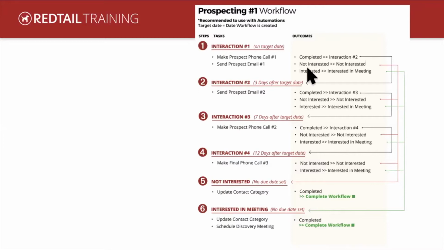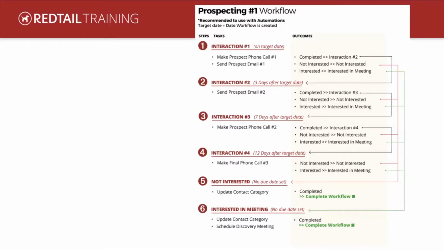And so I also have an outcome here for interested in meeting, which basically allows me to jump all the way down to the bottom and go right to the meeting without having to make those follow-up calls, because there's really no need to follow up if they're already interested. And so you could use this workflow here as an example in your process.